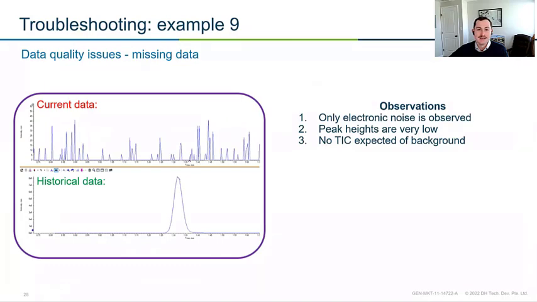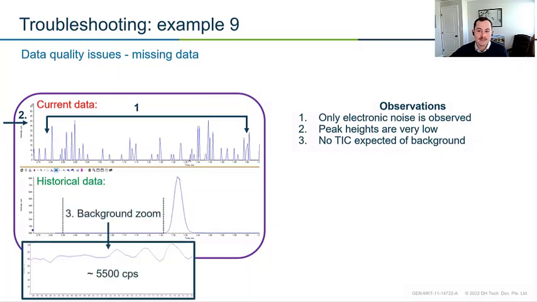compared to something like missing data. So missing data is one of the more frustrating things. You've submitted a run, everything looks good, and then you come in and you see, hey, there's only this electrical noise. So there's no background, there's no peak. If I look at my background previously, there was this around 5,500 CPS background, and now there's just nothing.